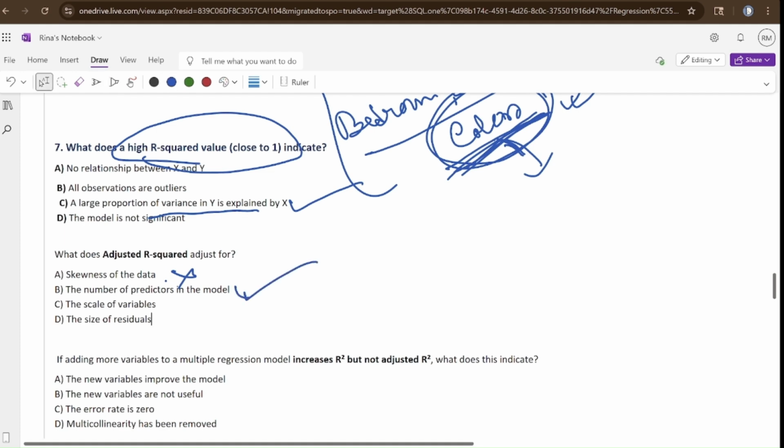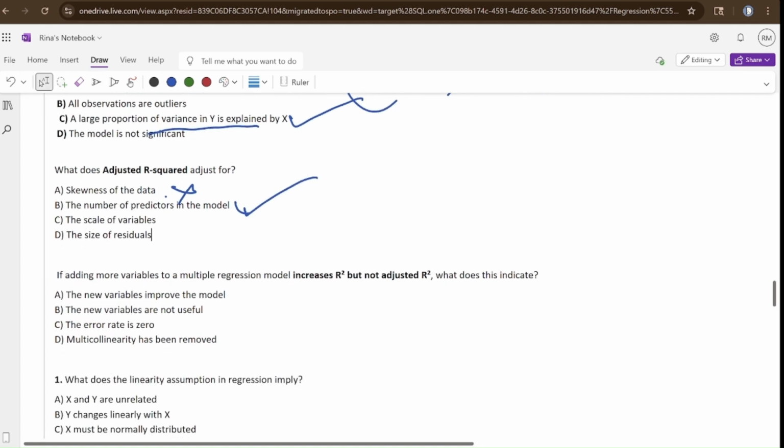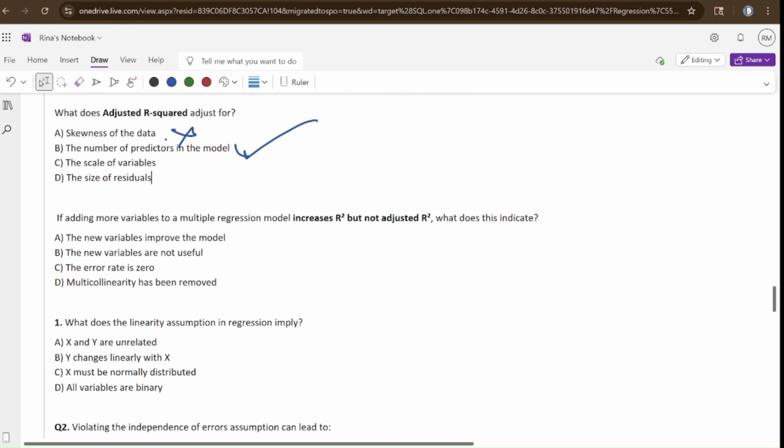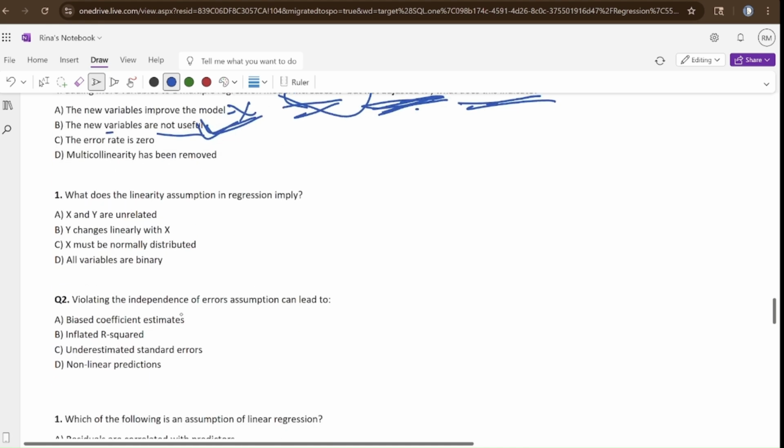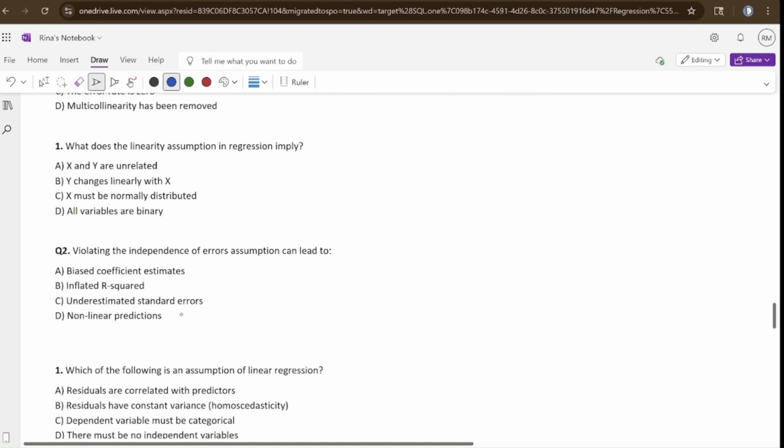Exactly. Now if adding more variables to a multiple regression model increases R square but not adjusted R square, what does this indicate? We have just discussed, that means it is not so important. So we can say the new variables improve? No, the new variables are not useful, exactly because adjusted R square has not increased. R square has increased but not adjusted R square. So we can say this is not useful, because R square will always increase but adjusted R square will tell you whether it is important or not.